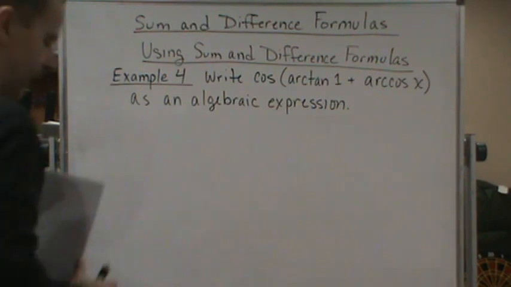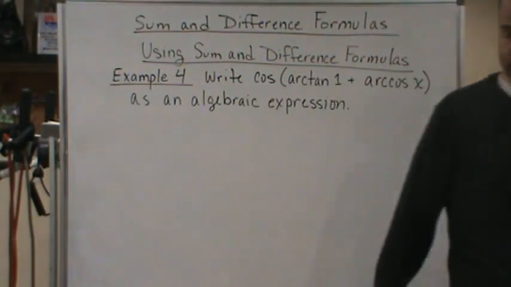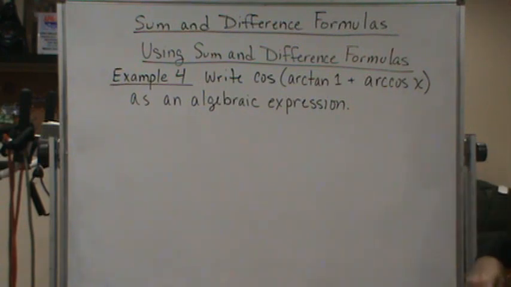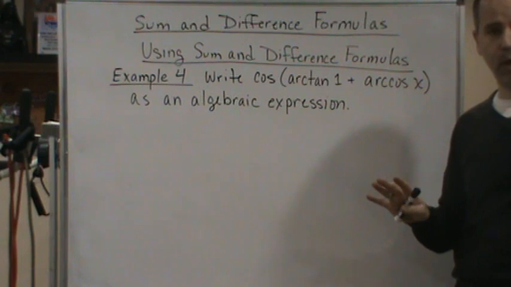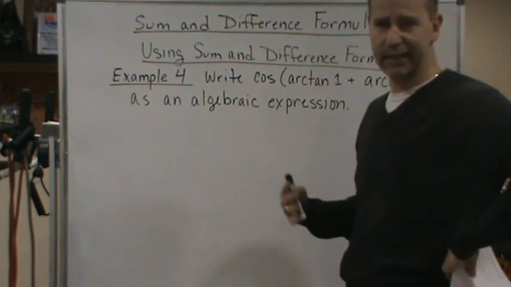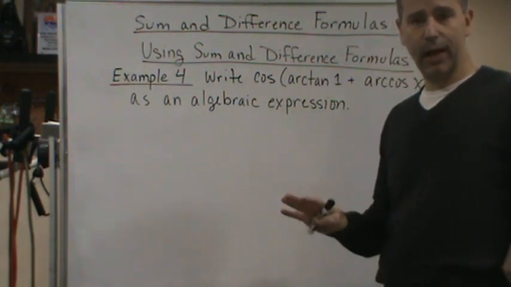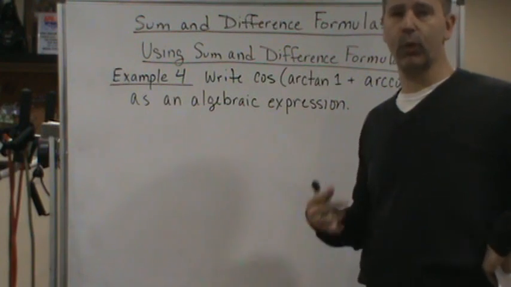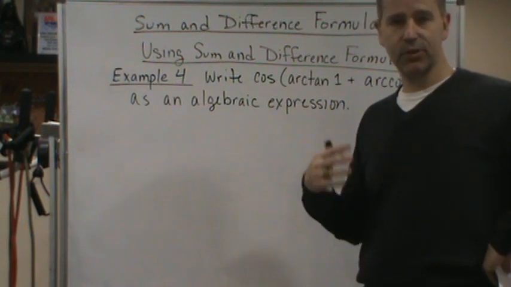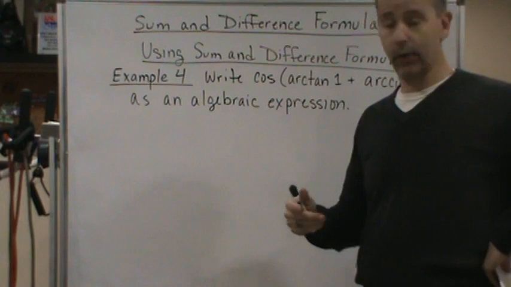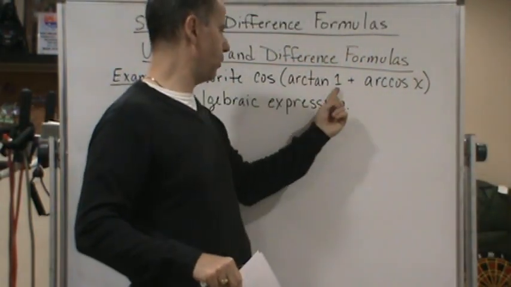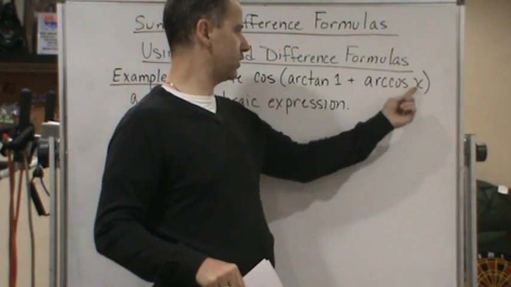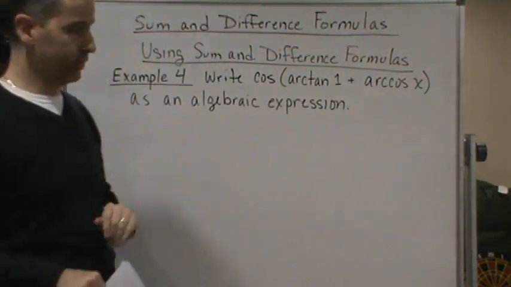All right, welcome back. So now we're going to do another example that I think is interesting. And again, it takes a little bit of thought, kind of thinking about things a little differently, or just kind of pausing. Sometimes when something looks kind of different, you've got to pause and think to yourself, okay, what are they giving me here? And then just work through it, okay? So what do you notice here? It says write cosine of arc tangent 1 plus arc cosine x as an algebraic expression.